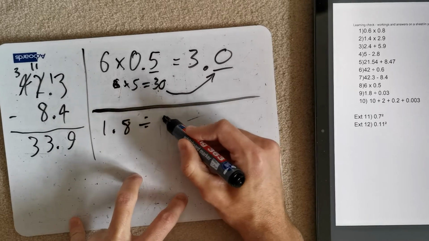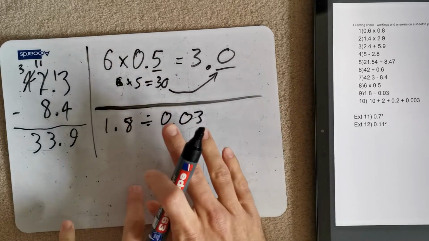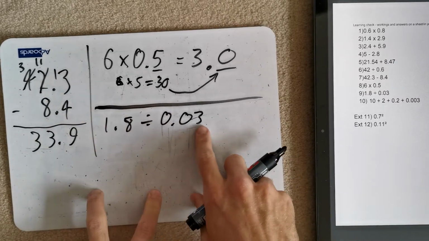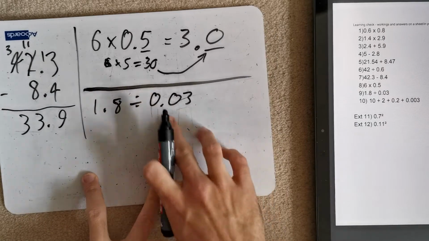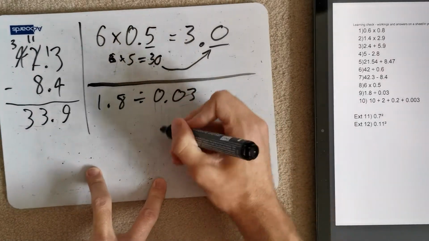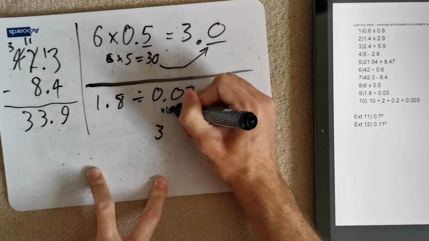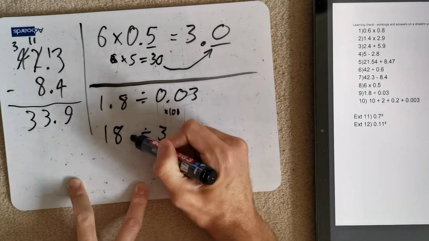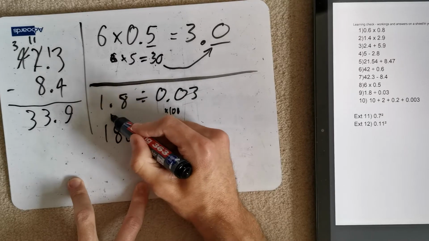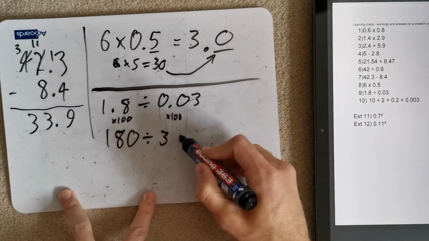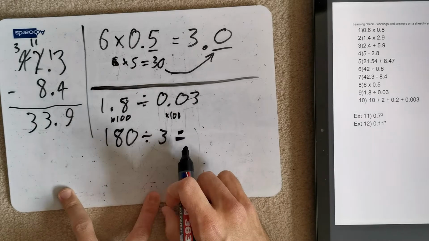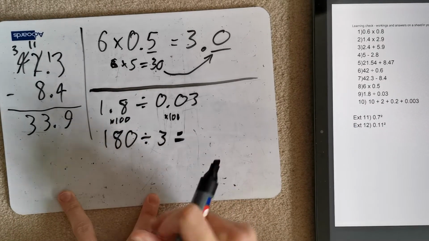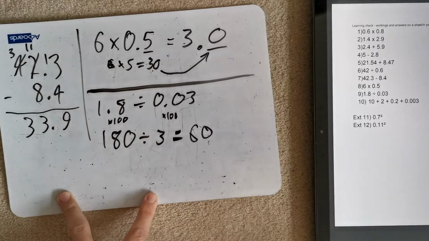1.8 divided by 0.03. Don't like dividing by a decimal. Horrible. Okay. We could shift this 2 places across and it becomes 3. So again, that's essentially times them by 100. Shift this 2 places across, it becomes 180 by timesing it by 100. And 180 divided by 3, or 18 divided by 3 is 6. So 180 divided by 3 is 60.